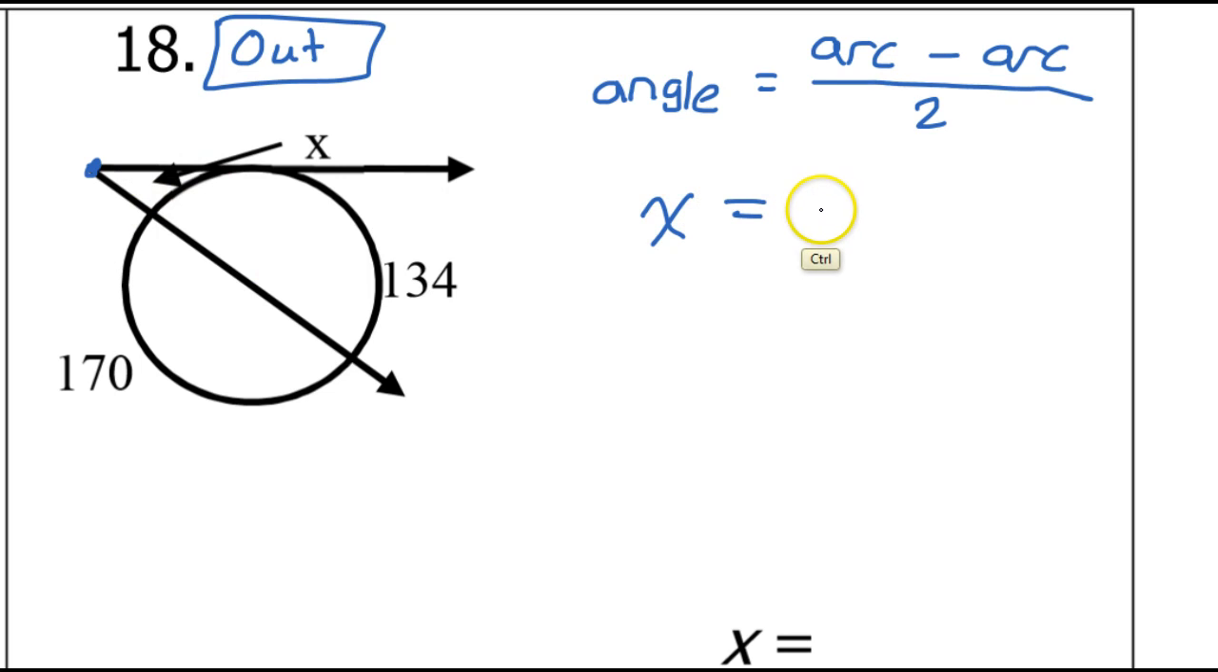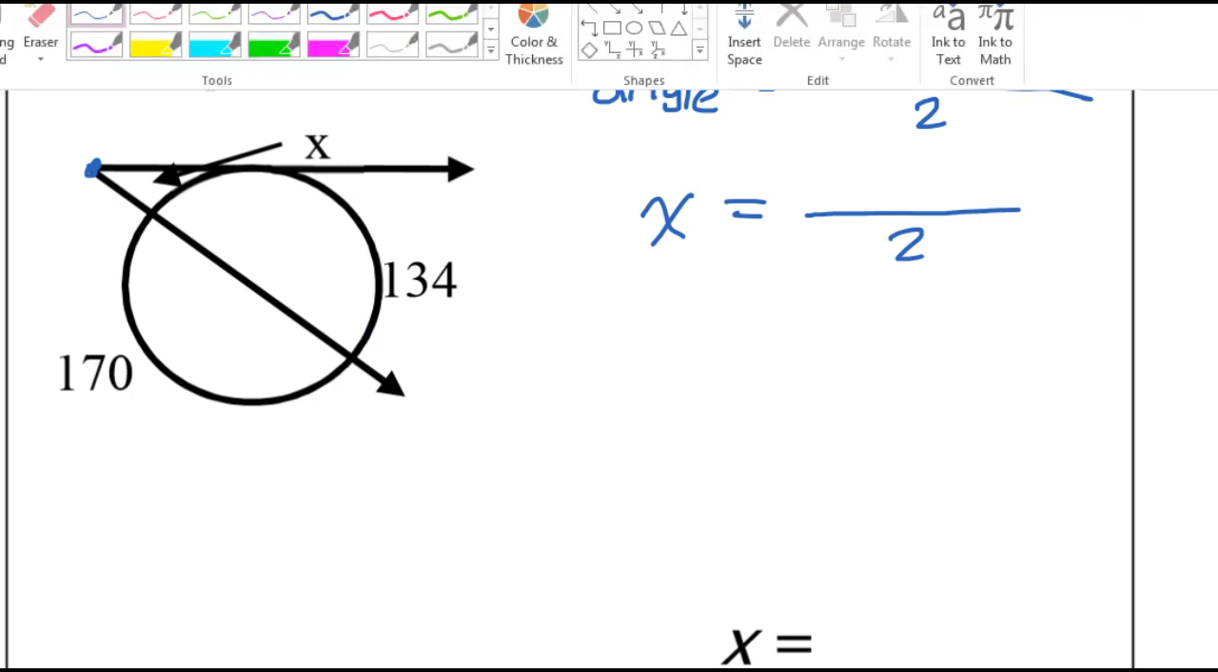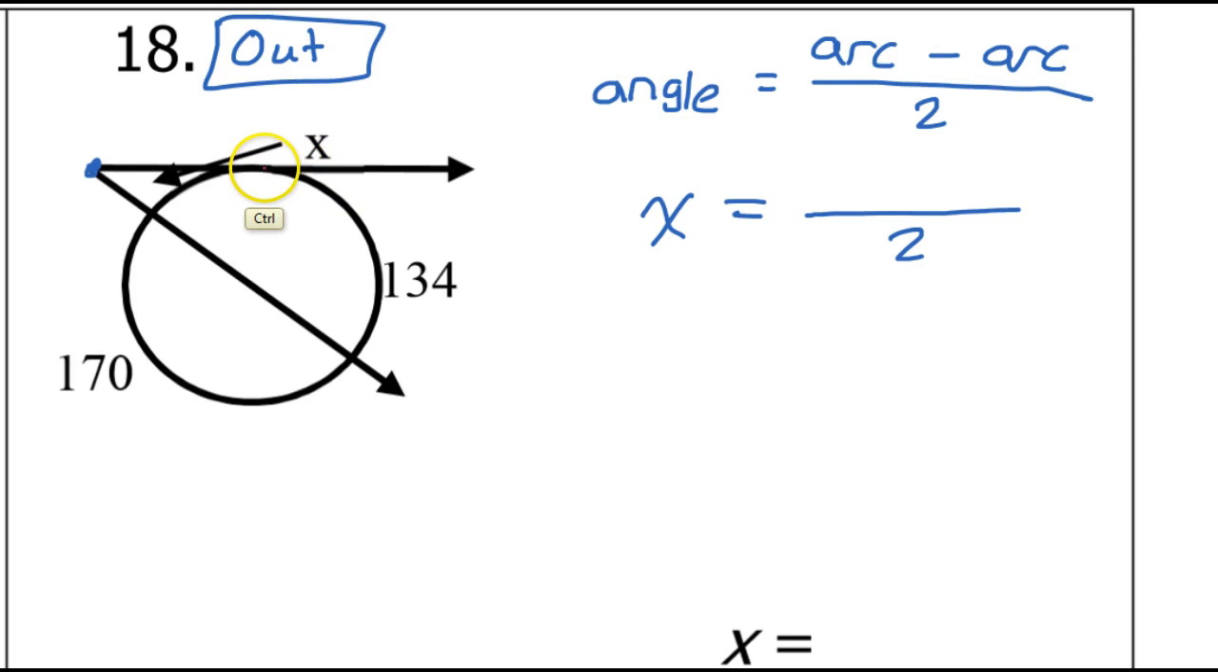Now these two arcs. Again, a common mistake would be to use the 170 and the 134. Again, one of these arcs is not the correct arc to use. See if you can tell which one is no good. Okay. So look, one of the arcs is 134, all right? See how that is inside the angle? So that's an intercepted arc.